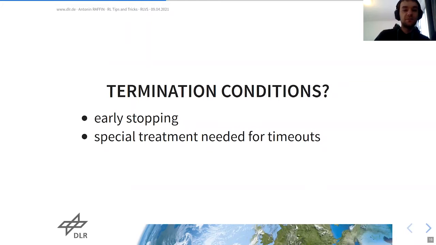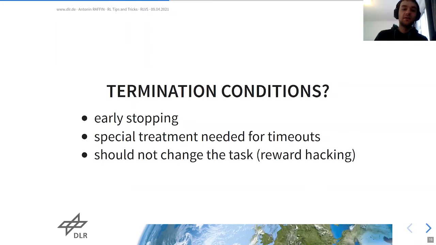And again, be careful, because if you use the wrong termination condition, you may end up having, again, some reward hacking problem. Just to give you an example, if you penalize your agent at every time step and you just stop the episode when it reaches the goal or when it falls or fails, then it may just learn to fail very quickly to maximize its reward. So always be careful also with the termination condition.